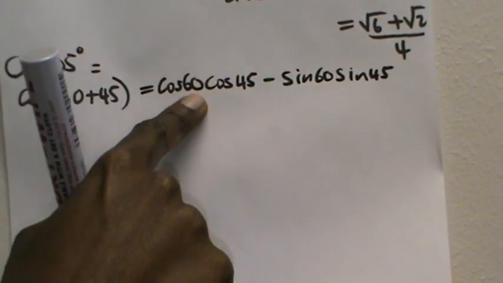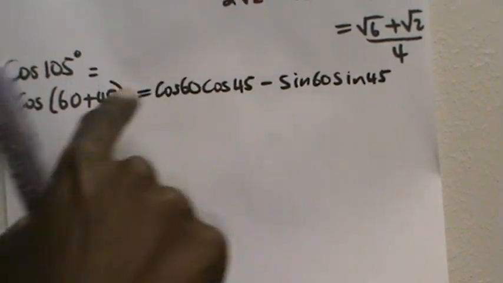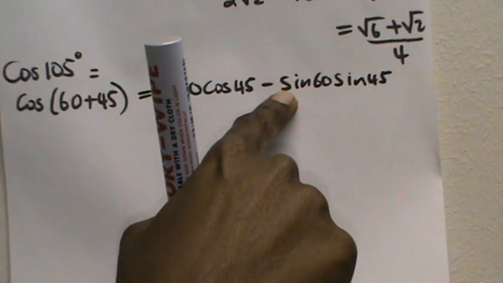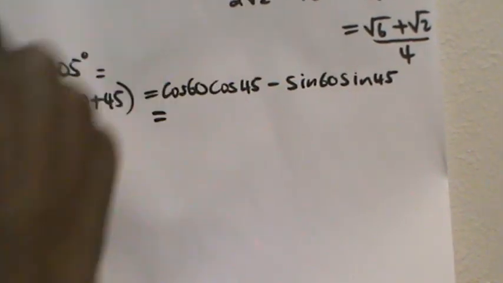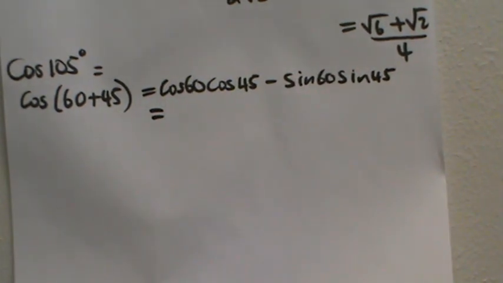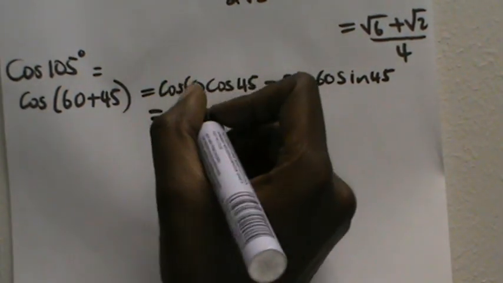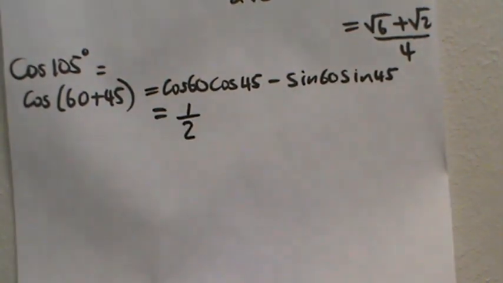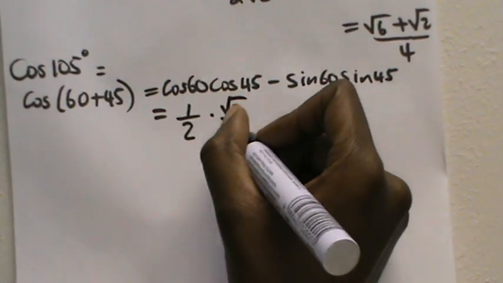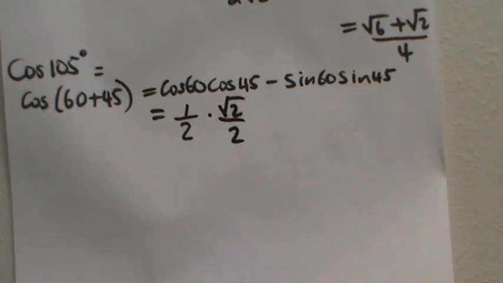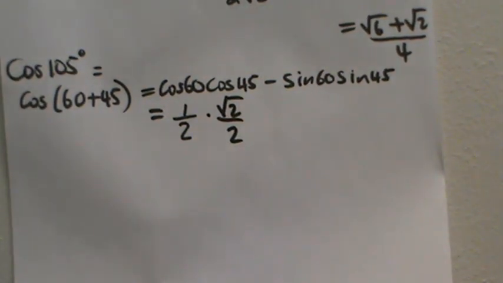So it's cos of the first one, cos of the second one, and these signs are opposite. Okay, and then sine 60 sine 45. Now these values, I hope you still have your triangle, you can just refer to it. Cos of 60 is a half. Cos of 45, I'm going to rewrite it as square root of 2 over 2. Remember, 1 over square root of 2 and square root of 2 over 2 are exactly the same. I explained that in the previous question.